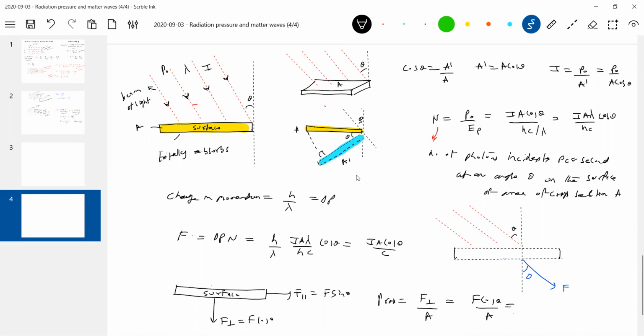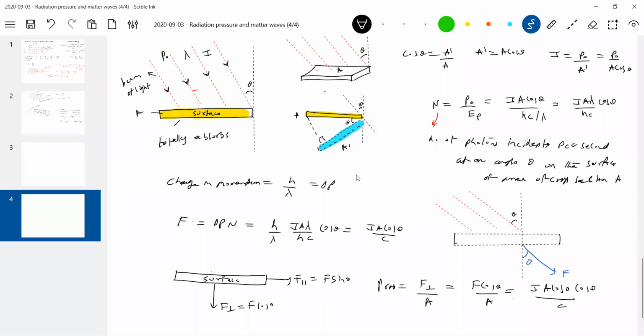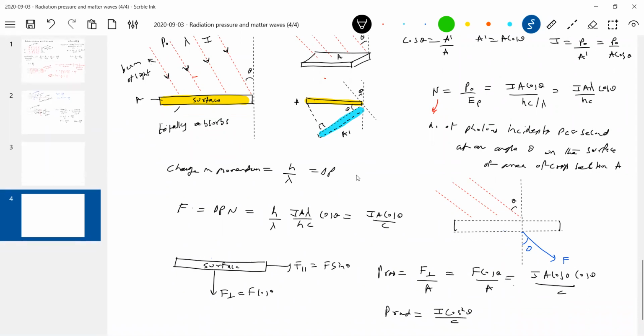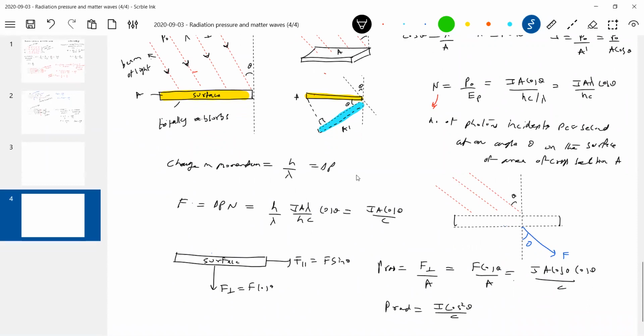What is F? We have this much. So IA cos theta by C. So what is the radiation pressure? It is equal to I cos square theta by C, if it is completely absorbed here. Now what about F parallel? IA cos theta sin theta by C.